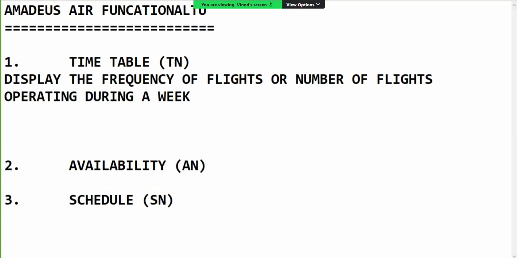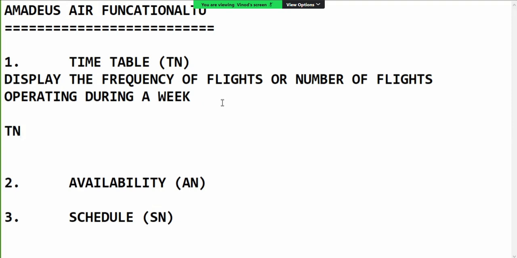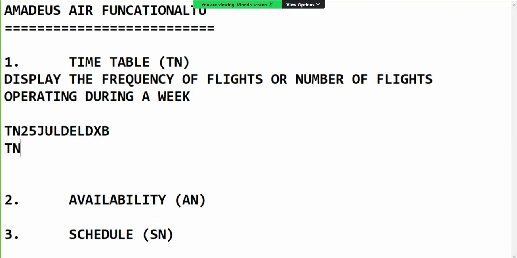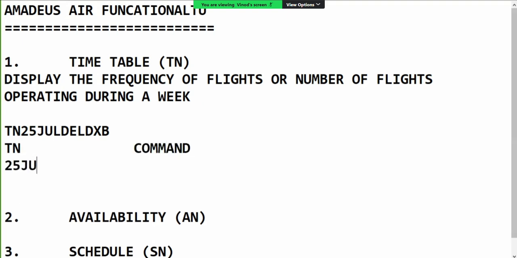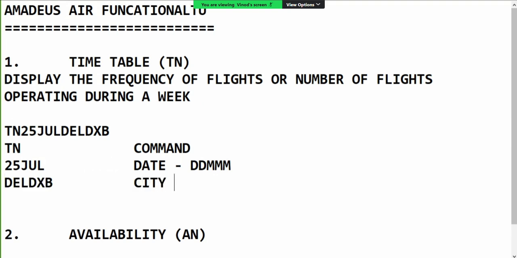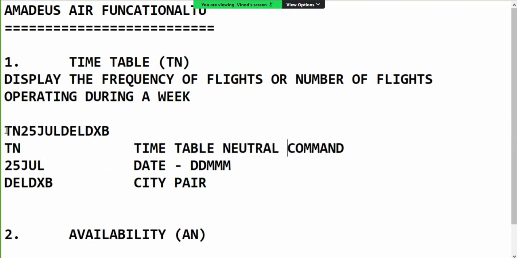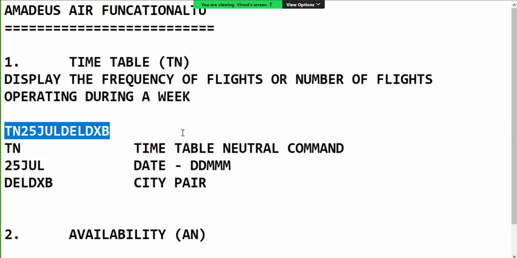The command for the timetable begins with TN. TN is the command which stands for timetable neutral. I want to check the timetable, let us say for the 25th of July. So DD triple M is the format, followed by the city pair. Let us say I want to check the timetable between Delhi to Dubai. So in this, TN is the command, 25 July is the date, which is in DD triple M format, the first three characters of the month, and the city pair, Delhi to Dubai. This is the basic command for the timetable. Clear, people? Anybody has any questions on this basic command?